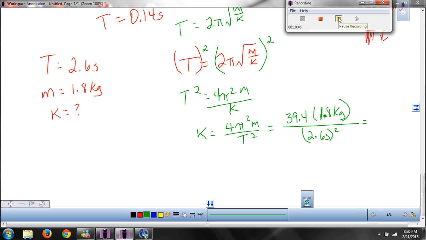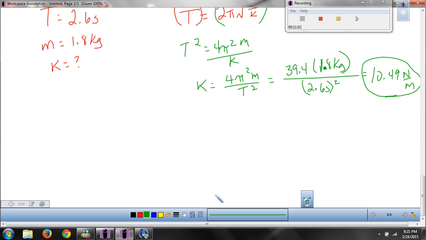Now I'm going to try to pause. All right, assuming I did my math correctly, and I just have my cell phone for my calculator, so hopefully I did it correctly, 10.49 newtons per meter is my spring constant for my spring. Now, what if they said, well, that's great, but now I'm going to take a k of 100 newtons per meter, and I want the period to be 3.2 seconds. What mass must I attach to my spring to make that happen?